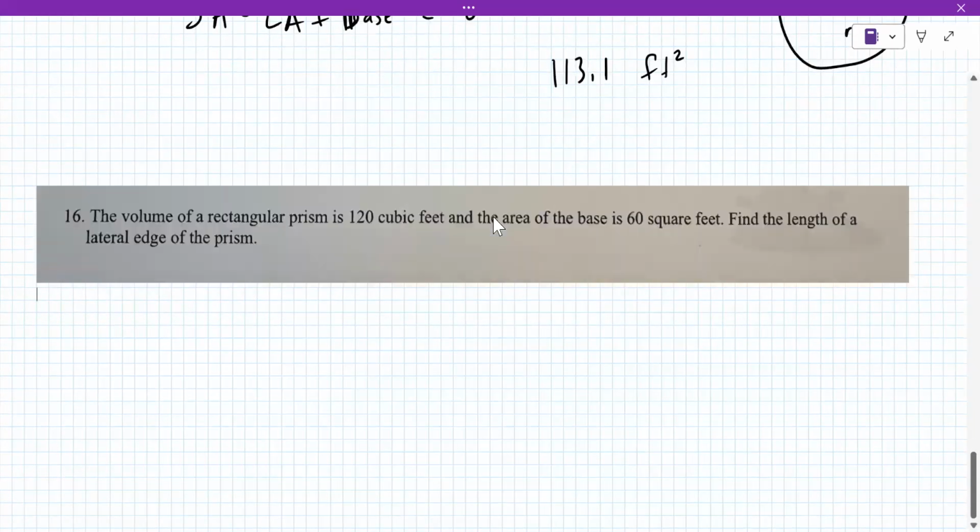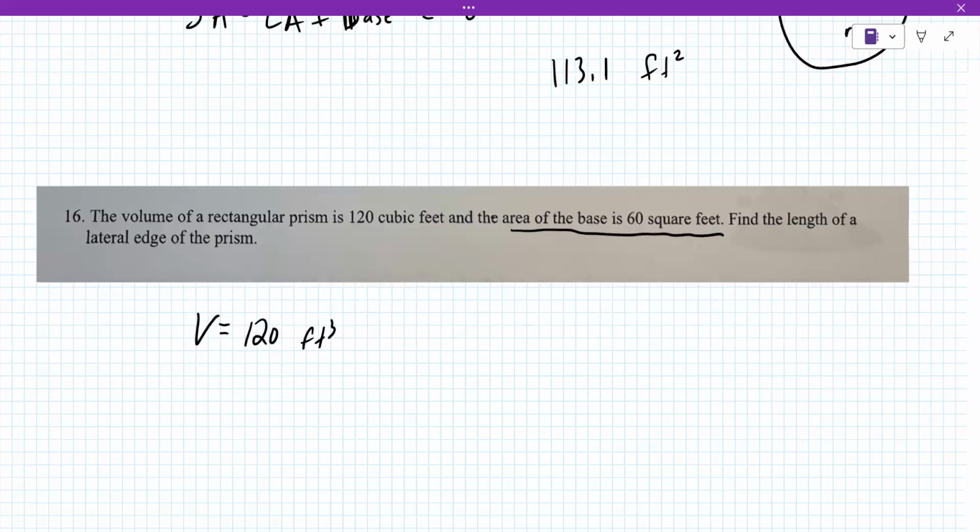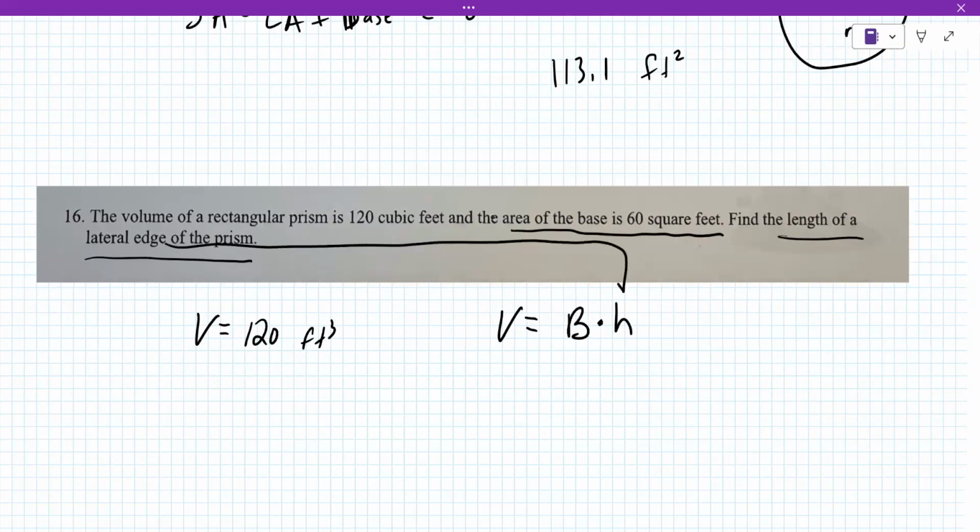All right. So lots of different shapes. This one is now a rectangular prism. Rectangular prism volume is given as 120 cubic feet. So we can start with that. Volume is 120 feet cubed. The area of the base is 60 square feet. And it says to find the length of a lateral edge. The most basic formula that we've been using is volume is the base times the height, which seems too simple, but the lateral edges connect the bases. So when they say lateral edge, I believe they're just looking for H.